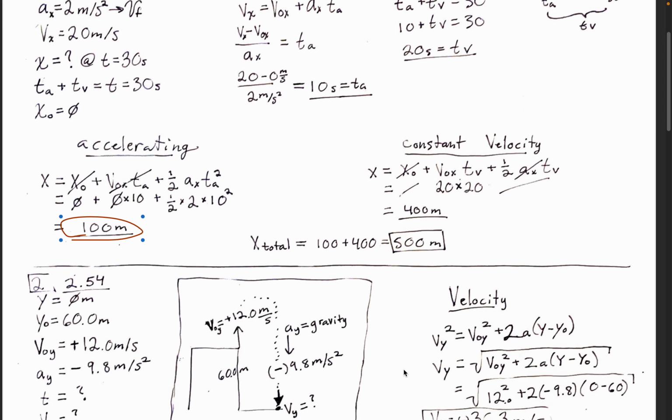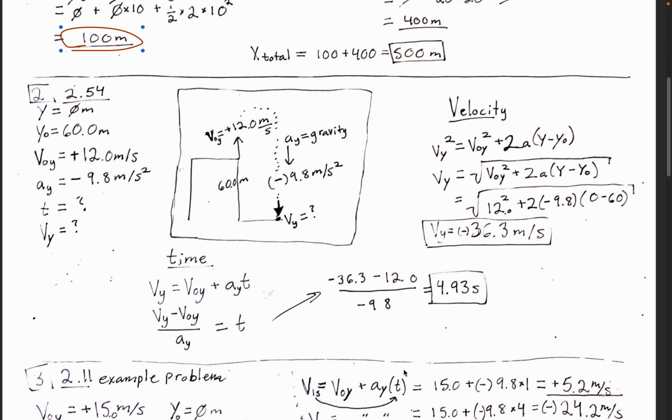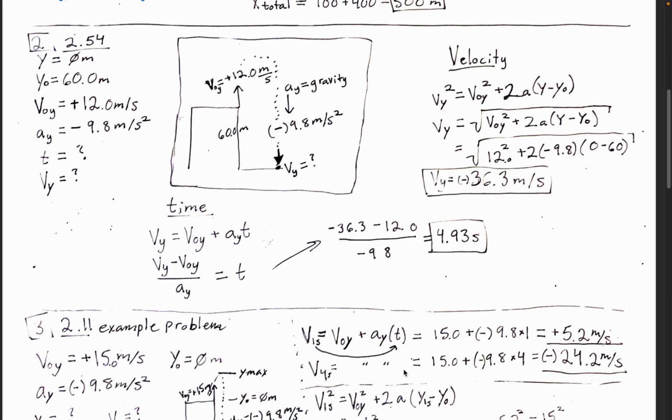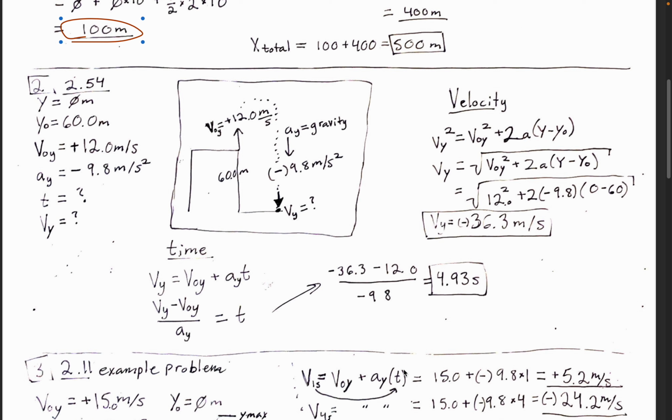Let's move on to the next problem. This is 54. And the problem says a rock is thrown vertically upward with a speed of 12 meters per second from the roof of a building that is 60 meters above the ground.